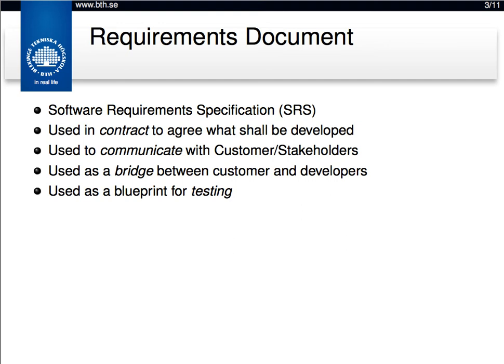One very important use for the requirements document is also that you use it as a blueprint for testing. So once you have the requirements document, you can start planning your testing effort. You don't do testing based on what you implemented, you do it based on the requirements that you had.